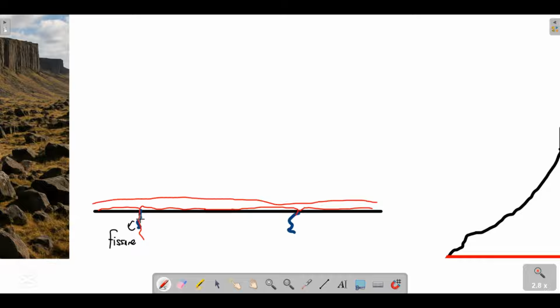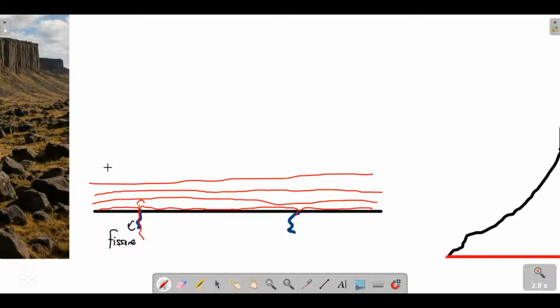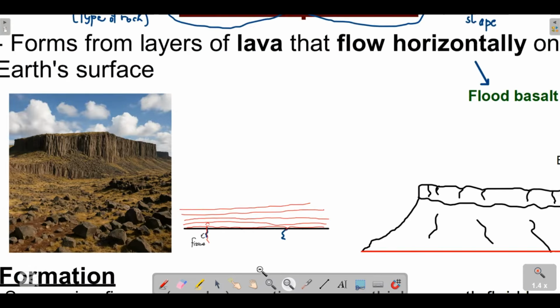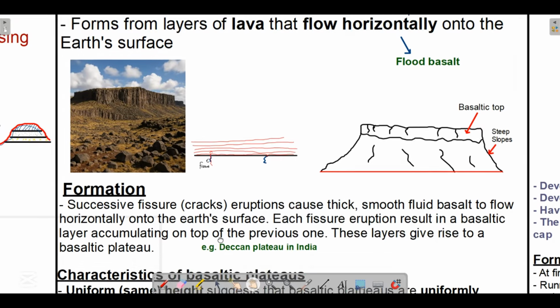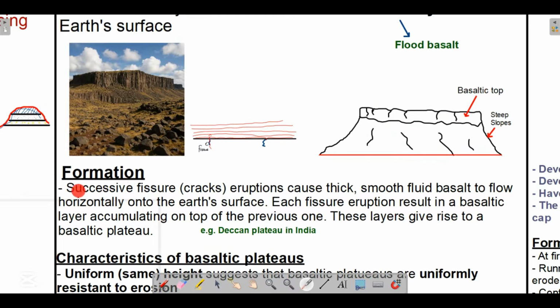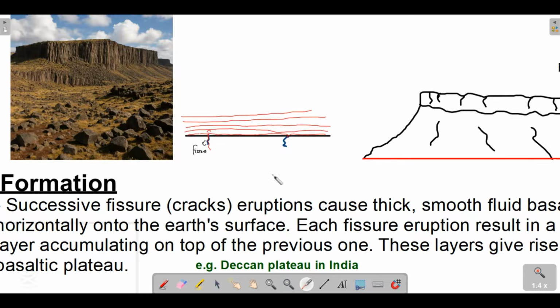Okay. And more and more eruptions will form another layer over there, and another layer over there, and immediately solidify. And so they form these basaltic plateaus over time after solidifying. So this is how they form: successive fissure eruptions. Okay, successive, that means one after the next, after the next. So multiple fissure eruptions, that means the magma making its way onto the Earth's surface, it erupts. Okay, that's what we call that.